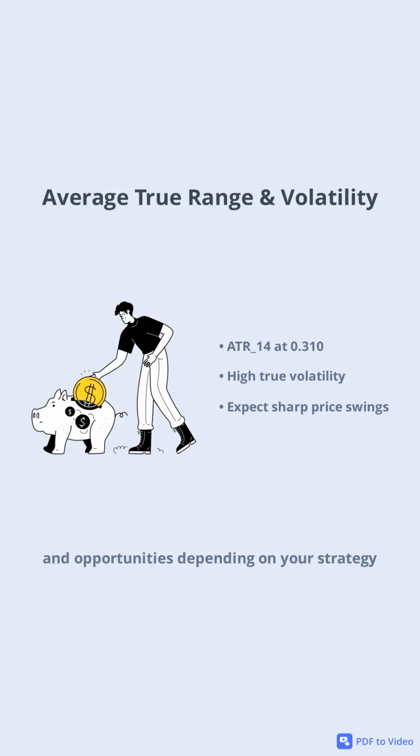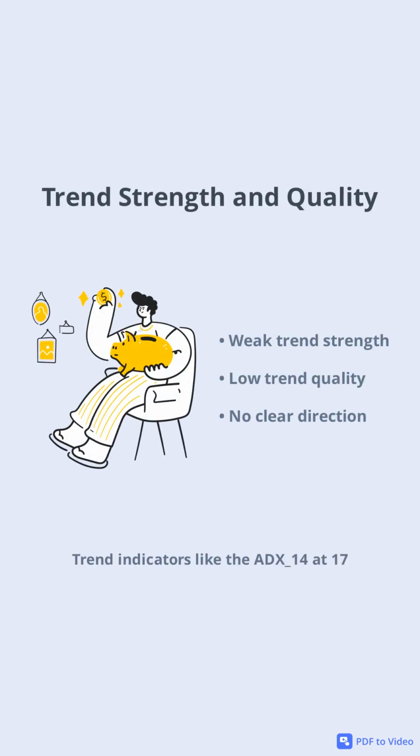Trend indicators like the ADX 14 at 17.96 and trend strength score at 0.298 suggest that SPCE is currently in a weak trend environment. The trend quality index at 44.72 also points to a lack of clear direction. This means the stock is not exhibiting a strong uptrend or downtrend, which can make trading decisions more challenging. In such cases, it's important to rely on other indicators and wait for confirmation before making moves.